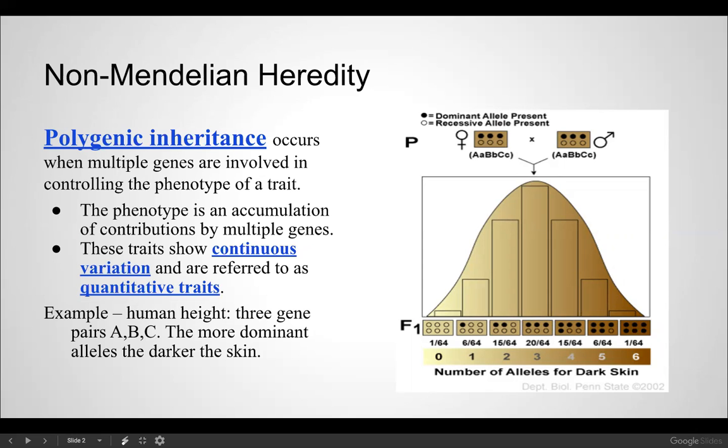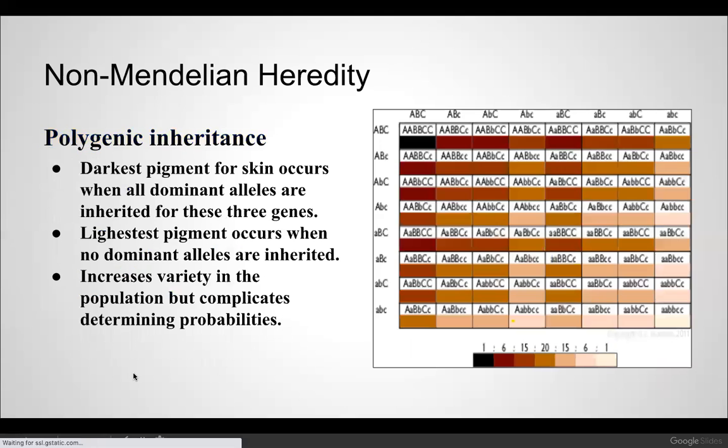Polygenic inheritance occurs when multiple genes are involved in controlling the phenotype of a trait. The phenotype is an accumulation of contributions of multiple genes. These traits show continuous variation, like lots of different skin colors in our human population. Or if you look at human height, lots of different heights in the human population. The darkest pigment for skin occurs when all dominant alleles are inherited for these 3 genes. So if you look at the upper left-hand corner, if you want the lightest skin, then you would be receiving mostly recessive traits for all of these different genes. That's the bottom right-hand corner.